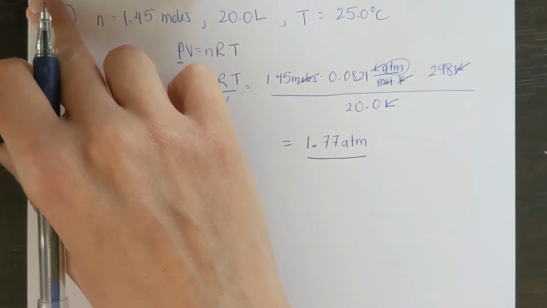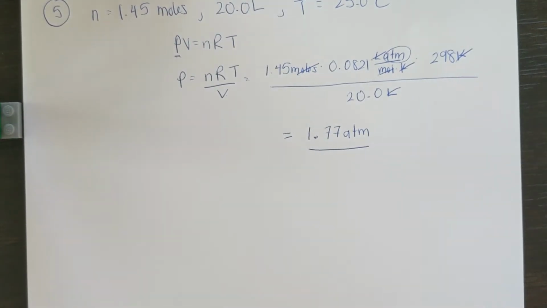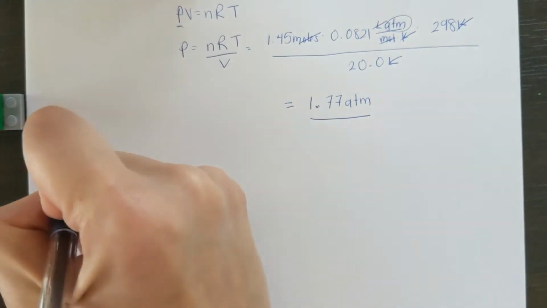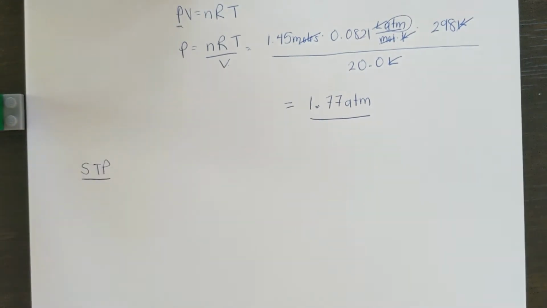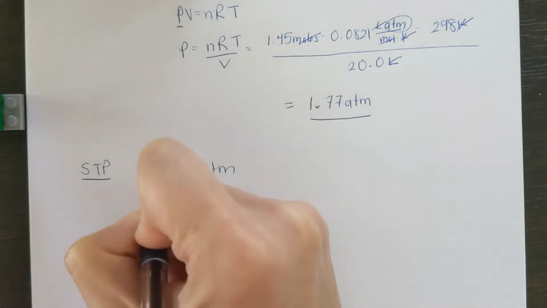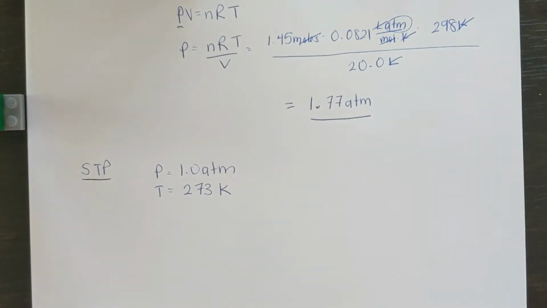Before I move on to practice problem number 6, which has to do with gas mixtures, I do want to quickly look at the conditions of STP. This is sort of a side note. STP is the standard temperature and pressure. We use this quite a bit in gases. The standard pressure is 1 atmosphere and the standard temperature is 273 Kelvin. We do a lot of things at STP where we hold pressure and temperature constant so that we can look at relationships between volumes and moles of gas using Avogadro's law.